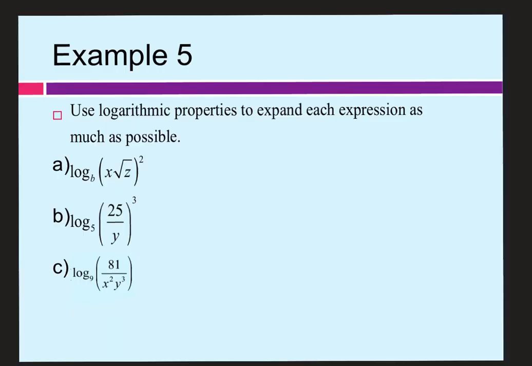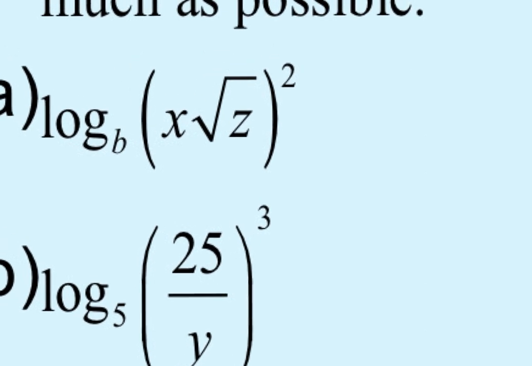Okay, go to the next one. All right, so for A, you again have choices. You can push the 2 all the way to the front, or you could distribute the 2, and I'd get log base b of x squared times what happens when I square the square root of z. It's just z, so I eliminate that. You could also make the exponent on z 1/2 and then multiply that 1/2 by 2. It goes to 1. Either way, that one gets eliminated.